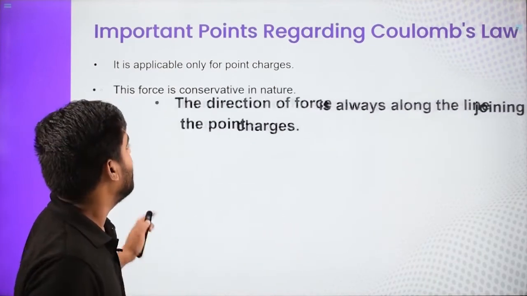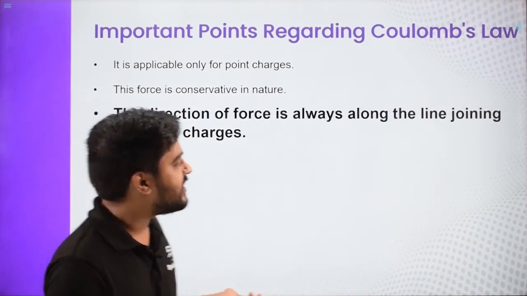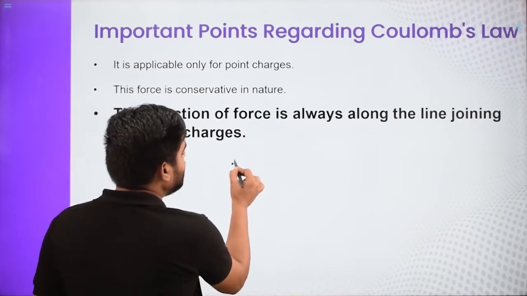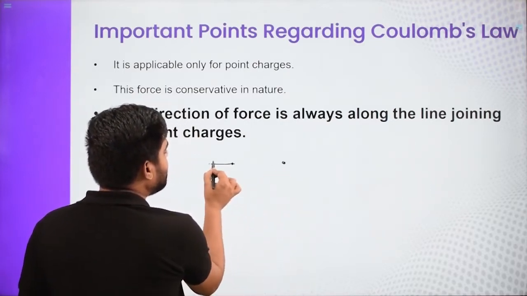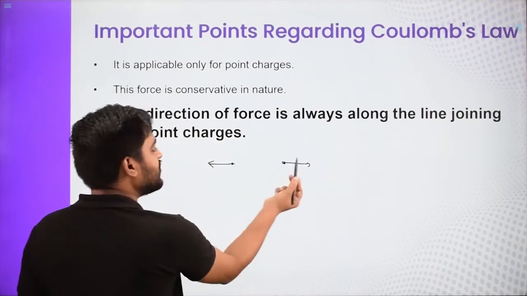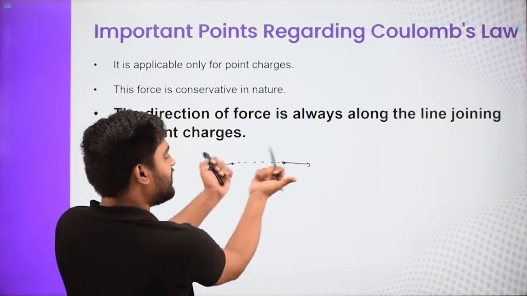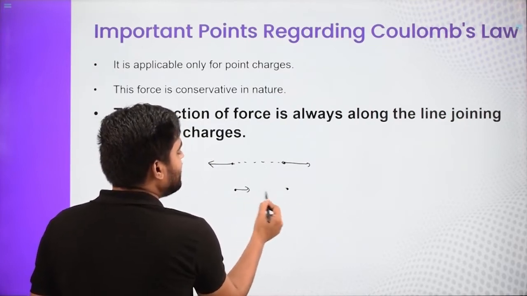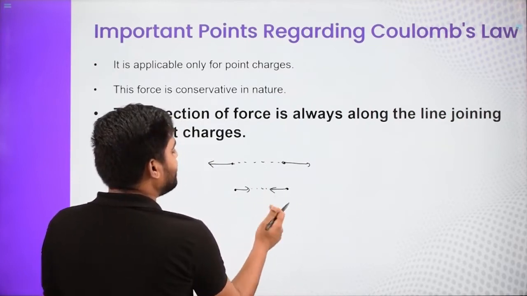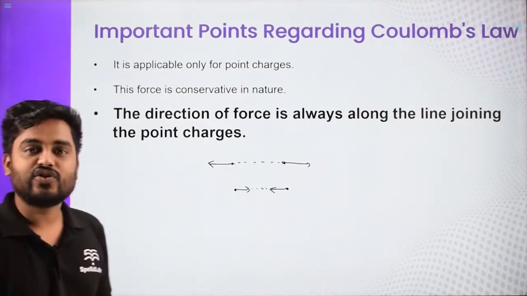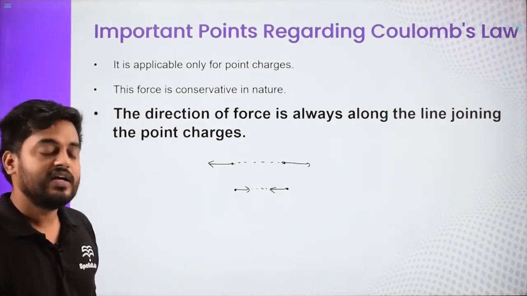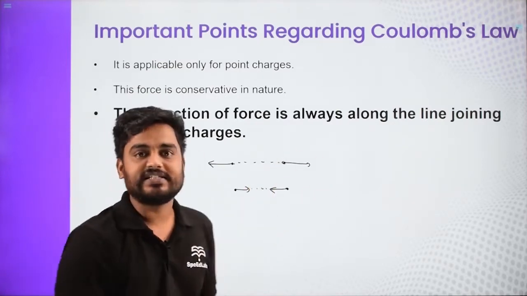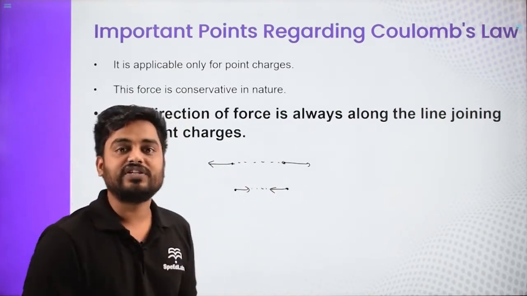Now, the direction of force is always along the line joining the point charges. If these are two like charges, then they will repel each other, so the direction of these forces is away along the line joining them. And if these two are unlike charges, then they will attract each other. Again, the direction of these forces is along the line joining them. It might be away or towards each other, depending on the nature of the charges.